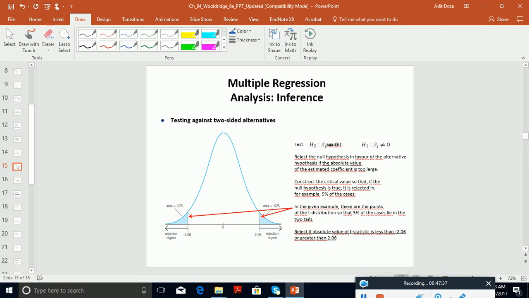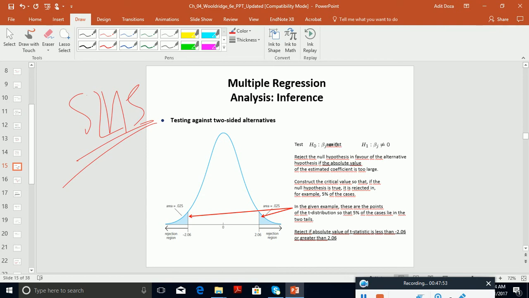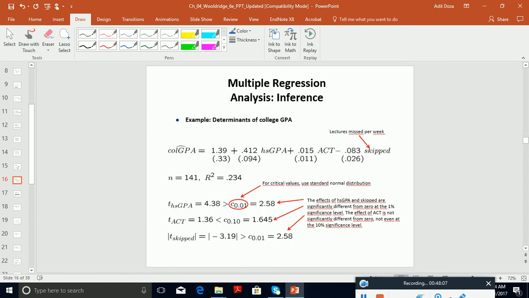And not only is it a one-sided test, it could also be two-sided. So that's slide 15 of chapter 4. Okay, slide 15. So for a two-sided test, the p-value and the t-stat are different from a one-sided test, right? Now the area is on both sides, on this side and on this side. So you have to look at the t table in that case.